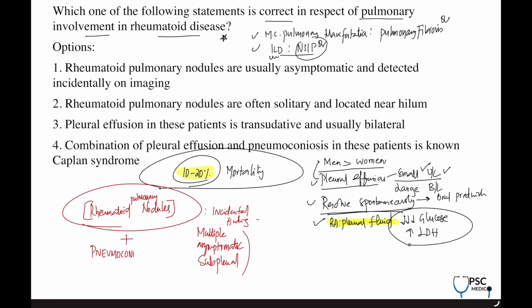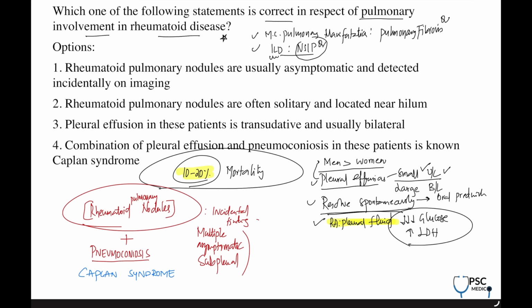Pneumoconiosis, that is an occupational lung disease, together is known as Kaplan syndrome. So pneumoconiosis plus rheumatoid nodules is known as Kaplan syndrome.